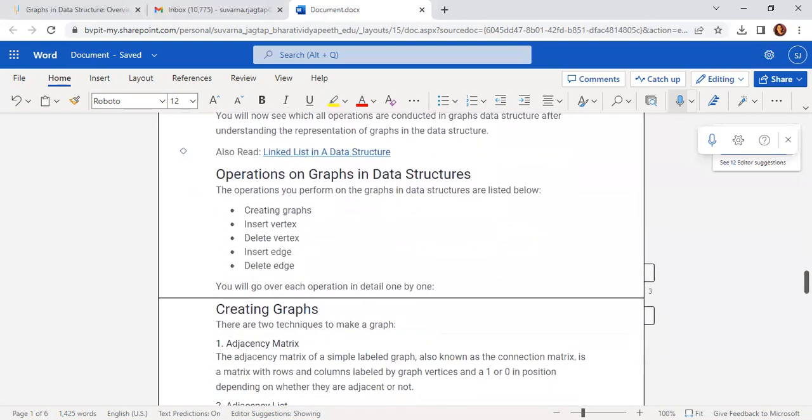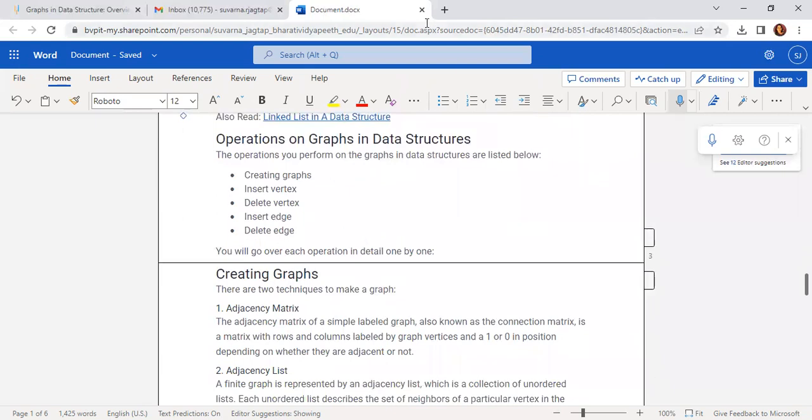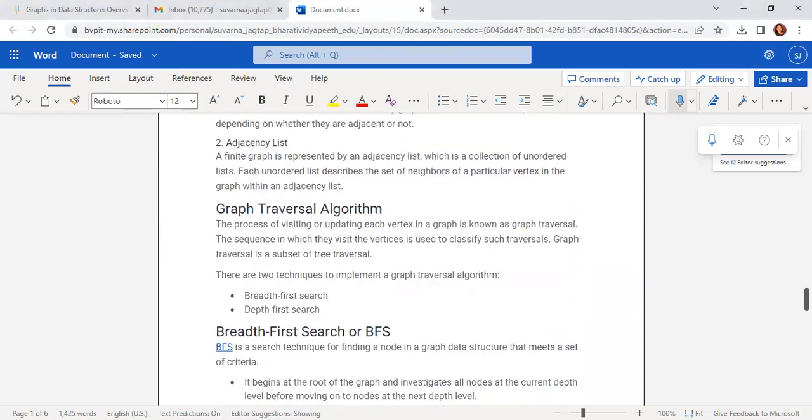The next part over here is what are various operations we can perform on graphs. So as you can see here, there are certain operations which are performed on graphs. One can create a graph, one can insert a vertex, one can delete a vertex, one can insert an edge, or we can even delete an edge. So creating graphs will be done using two different techniques, adjacency matrix and adjacency multilist, like we talked about.